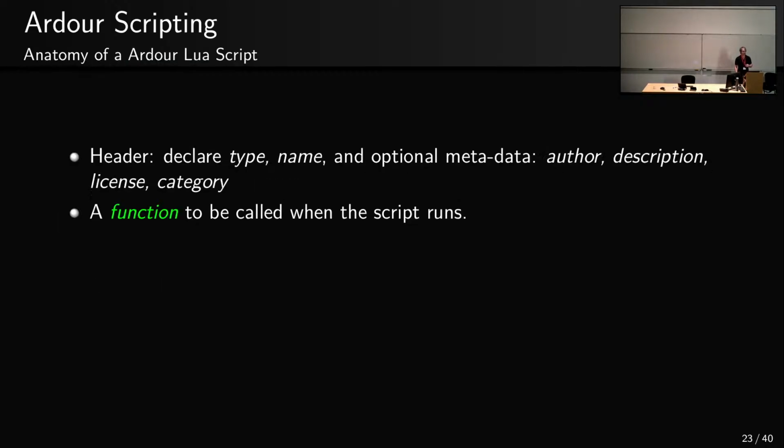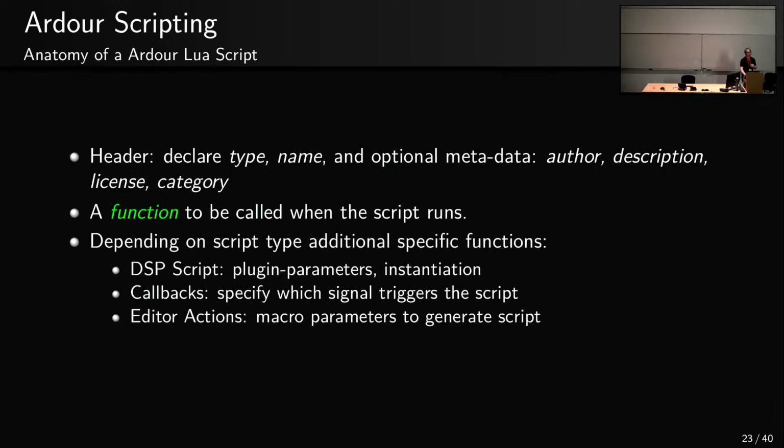So how does a Lua script look? First you need to declare as a header what kind of script it is, either action script or a callback. Afterwards there's one function that is the entry function that is called when the script is triggered. For certain DSP scripts or callbacks, there need to be additional specific functions like audio callback, or you need to specify parameters for the plugins. I'm going to elaborate on those in a bit.